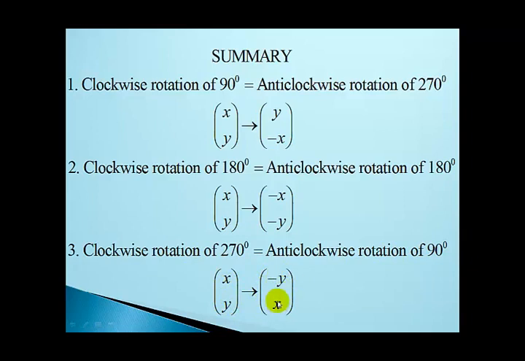So take note, clockwise rotation of 90 equals anti-clockwise of 270 degrees. Clockwise rotation of 180 degrees is equal to anti-clockwise rotation of 180 degrees. And clockwise rotation of 270 degrees is equal to anti-clockwise rotation of 90 degrees.